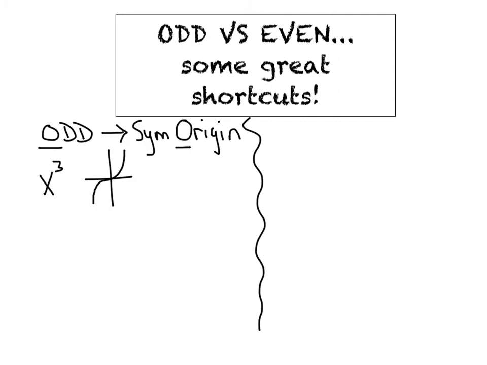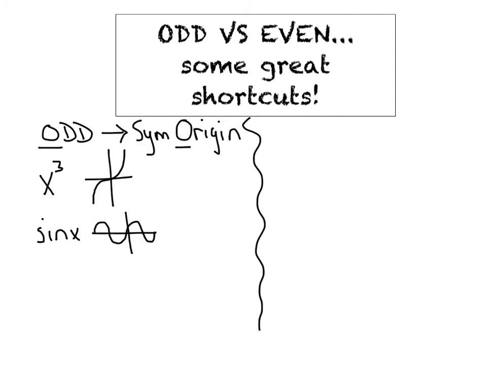Basically, everything in the first quadrant is a mirror image of something in the third quadrant. And that's how I know that that one's odd. Sine is another great odd function. Let's see, something like that. So everything in the second quadrant is a mirror image of the fourth, and everything in the third is a mirror image of the first, and so forth. Tangent's another good example. There are tons of great examples of odd functions.